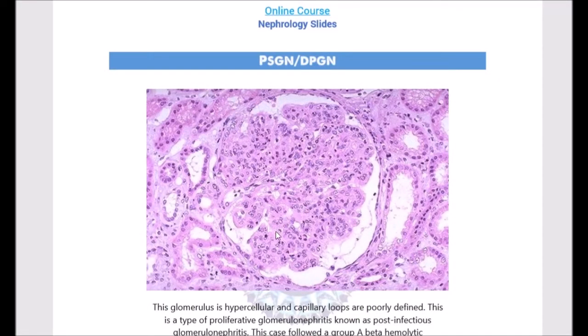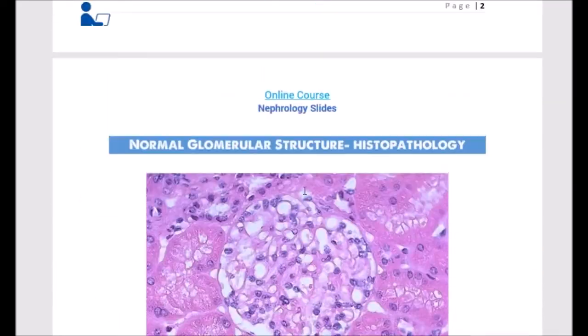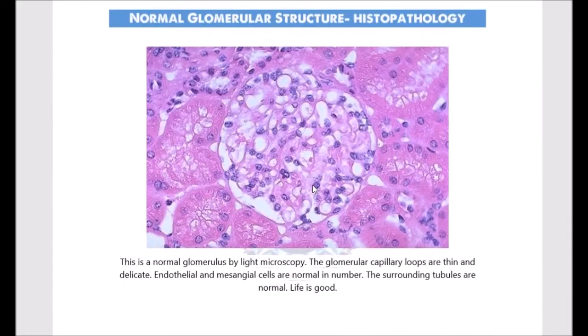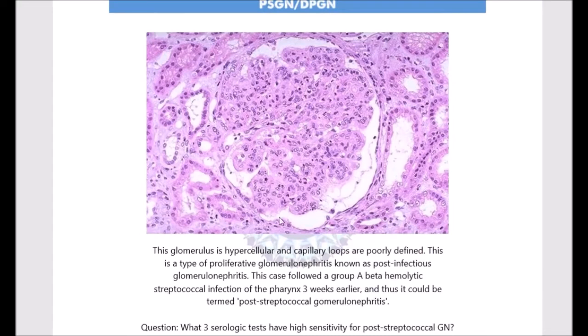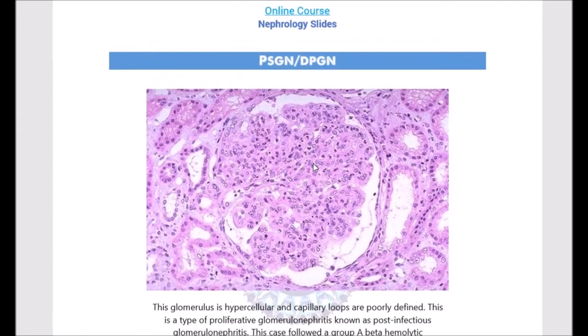You see this slide showing the number of cellularity. Yes, the diffuse proliferation, the number of cells is increased diffusely, whatever the size. You see this slide against the normal slide here. So the glomerulus is hypercellular and capillary loops are poorly defined. In contrast to the normal, the capillary loops are well defined, delicate, thin. In contrast, the number of cells is increased diffusely.